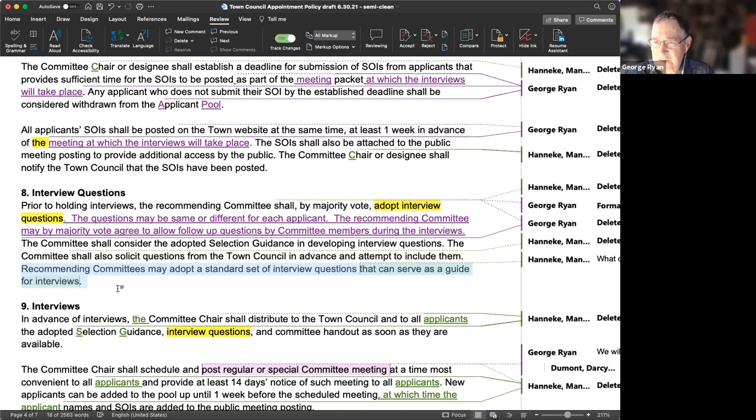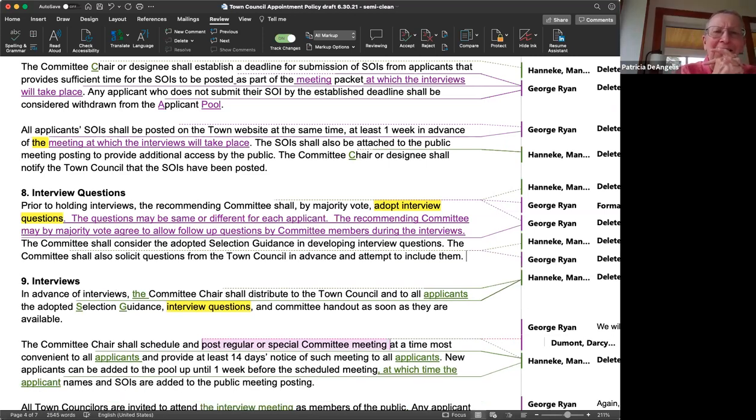Thoughts from anyone else? The suggestion is to delete the last sentence. Go for it. All right, I'm deleting it. Pat, you didn't like one of the sentences I proposed. Let's go back, we'll read it. Let's read it one more time for everyone's sake.